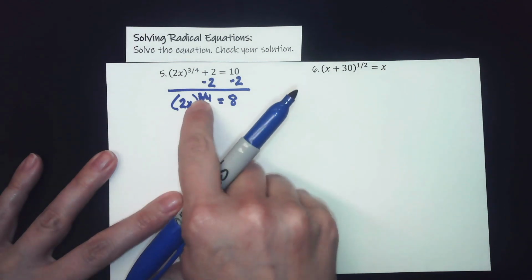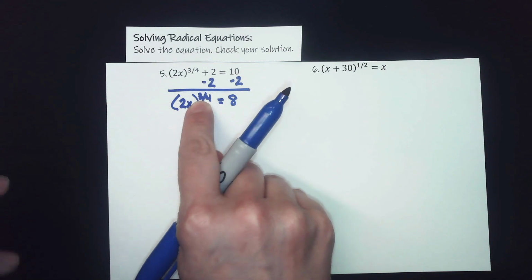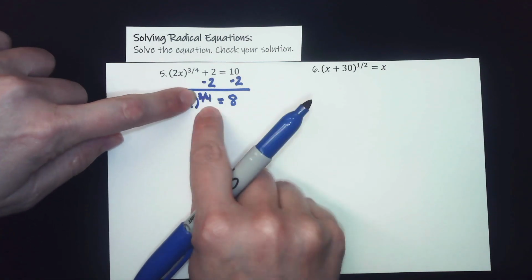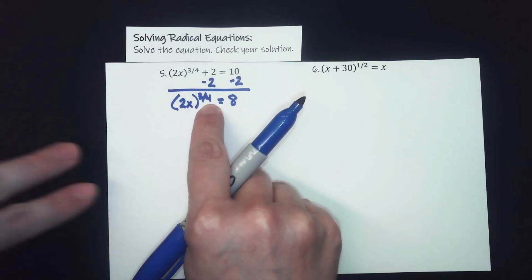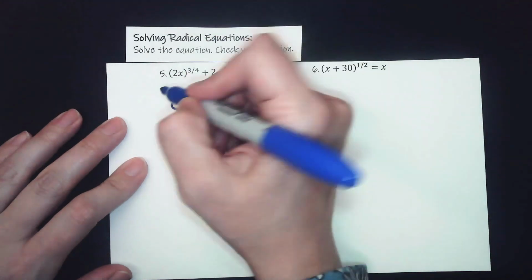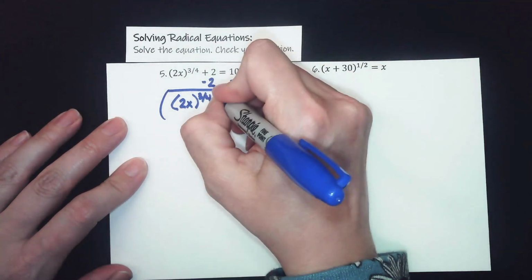Now remember, that's the power of 3. So that means the root of 3 eliminates that. And that's a root of 4. That 4 is the index. Okay, so it's a root of 4, so a power of 4 gets rid of this. So what you do is you take both sides times the reciprocal, or to the power of that reciprocal.